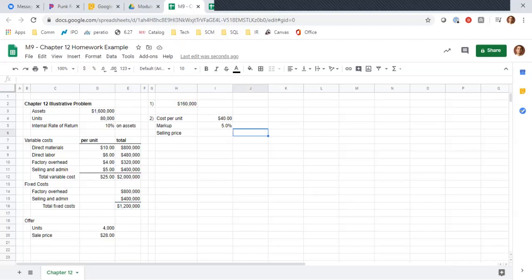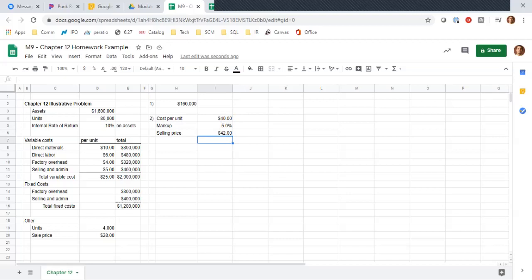And so our selling price, so our markup, this is a percentage. So our actual markup in a dollar amount is going to be our current cost per unit using total cost multiplied by our markup percentage. So we need to add $2 to our cost, and that will be our selling price. So I'm just going to say add that. And there we go. We have our selling price.